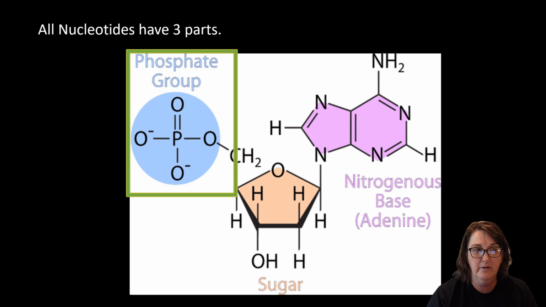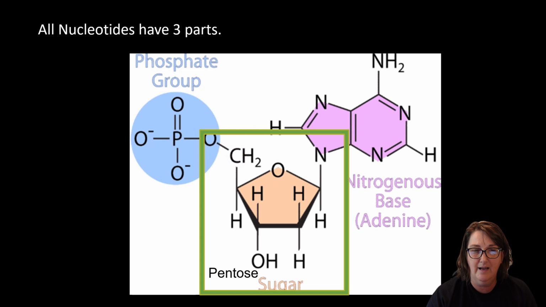My three parts of a nucleotide. I have my phosphate group. Remember, our phosphate group is a functional group that we had to memorize. I have a pentose sugar. Pentose means 5, so I have 5 carbons: 1, 2, 3, 4, 5 carbons that are on this pentose sugar. I have a nitrogenous base. And we'll talk more about nitrogenous base here in a second.